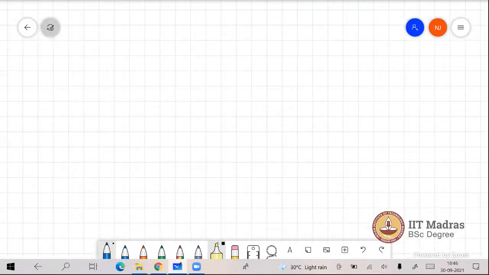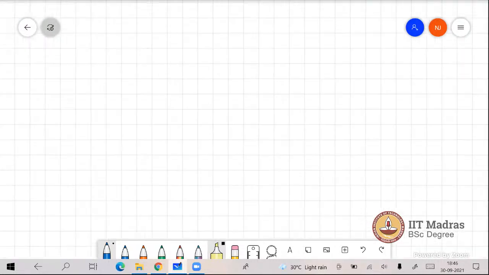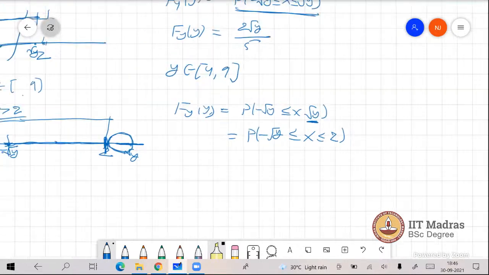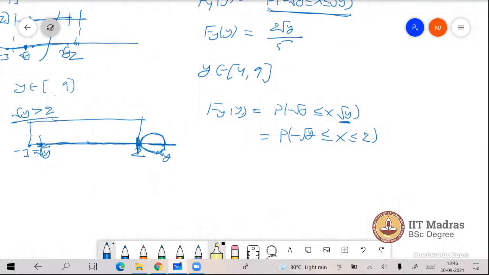What is the length of this? 2 plus root y. Yeah, this length will be 2, and this is minus root y length. So this will be 2 plus root y, and what is the total length? 5, right? Any problem in this?